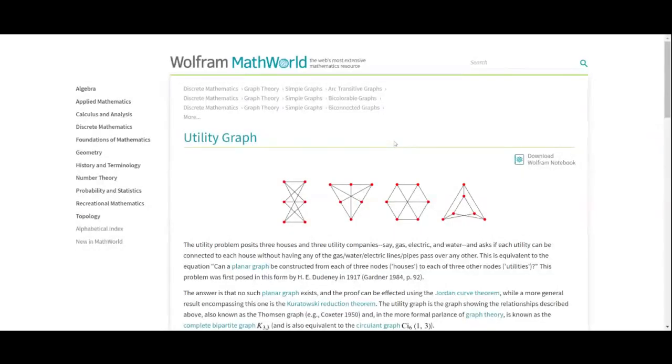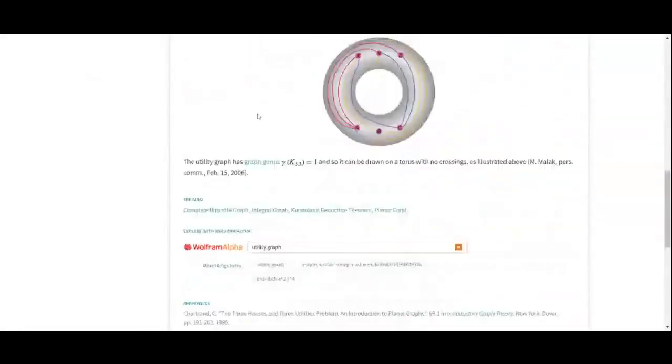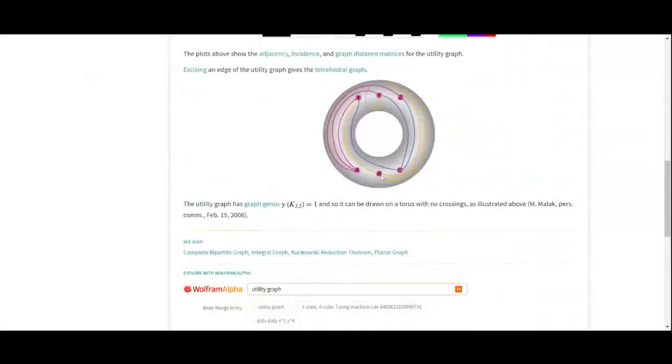So here is an image for the utility graph. And this is the image that they give. You have A, B, C, X, Y, Z, and then you have these edges. You can check they connect.